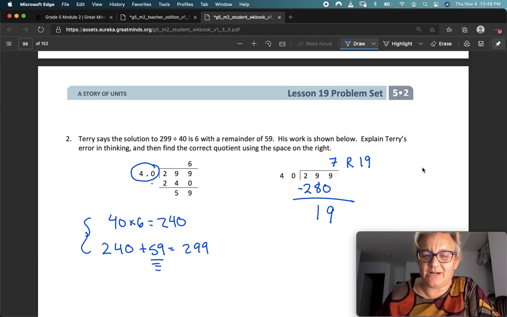Okay, and let's just check our work over here. 40 times 7 equals 280. 280 plus 19 equals 299. Now this number is less than 40, so I know that that was correct.